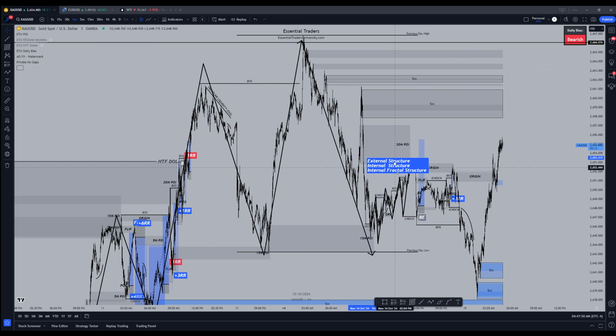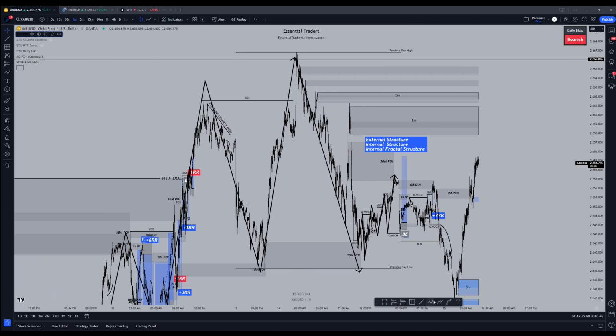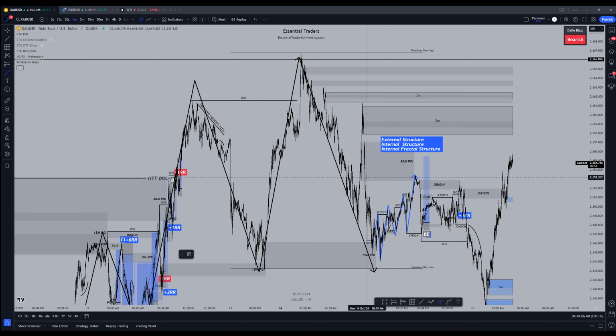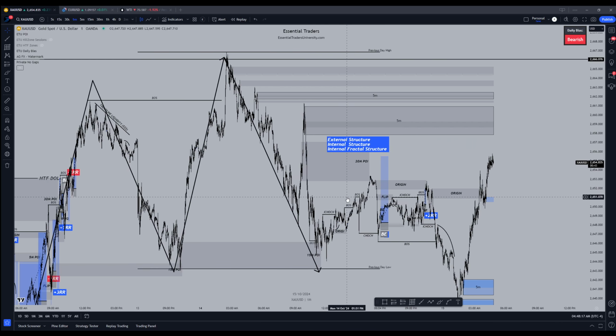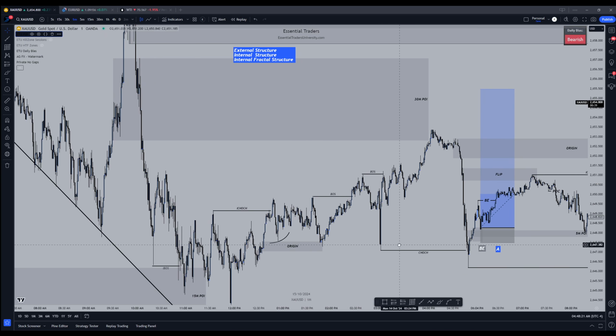But you can see now, this is a perfect example of what I mean by internal structure versus external. External is looking like the black. Internal is looking like the blue. This internal is a structure within this external swing structure. That's all it is. It's this tradable structure that's giving us opportunities trading alongside or against the external structure. That's all it is.